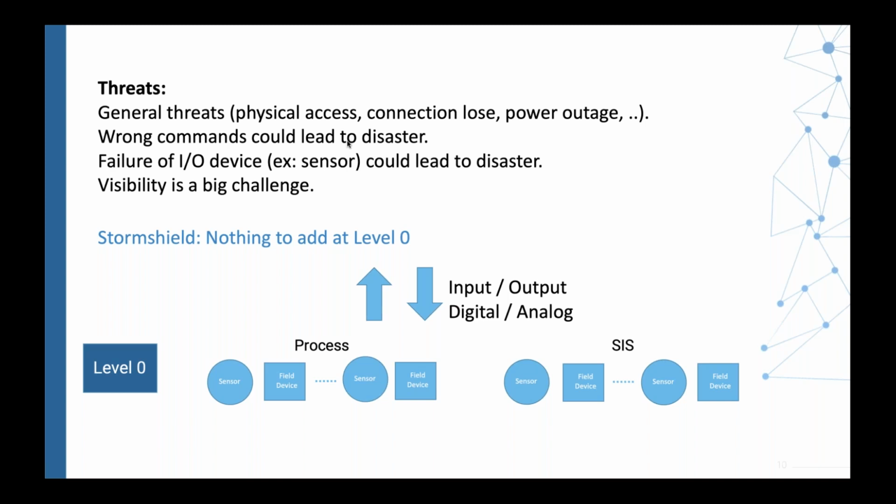If it receives a wrong command, for example to the actuator, it might lead to a disaster. Failure of an input device, for example a sensor, could also again lead to disaster. And visibility is normally a big challenge. And to be honest, at this stage, normally the next generation firewalls don't have much to add to this kind of protection. But it's important to know that this is the way it is.